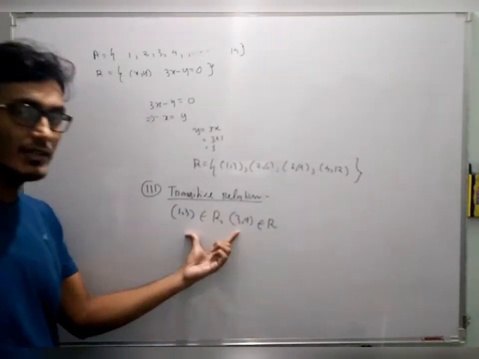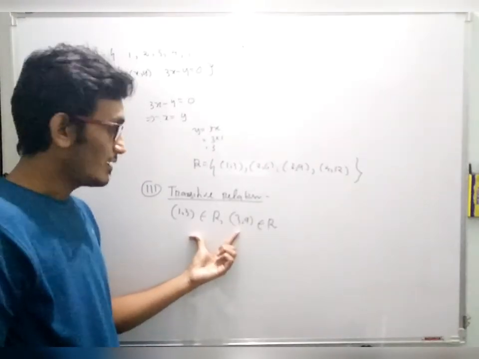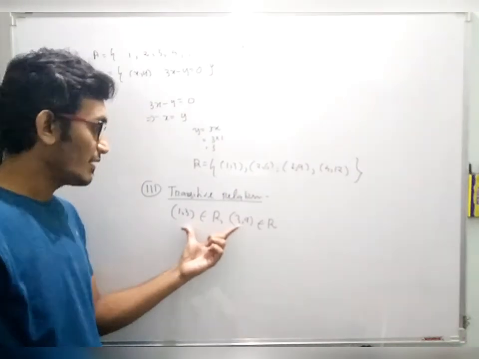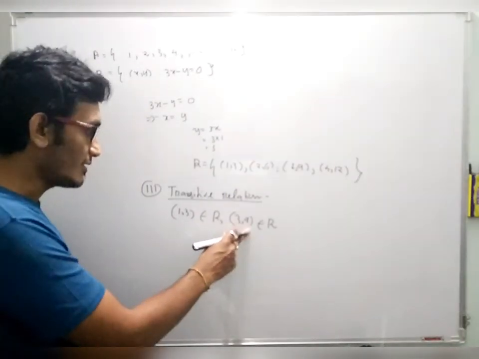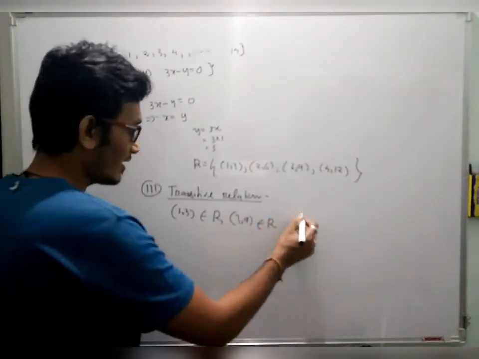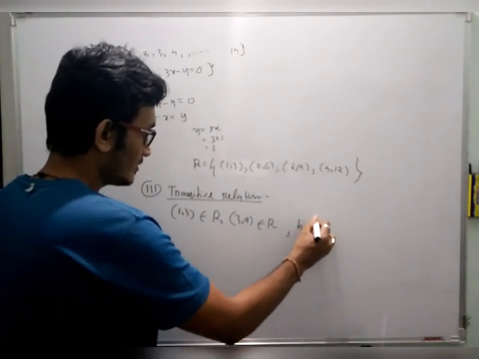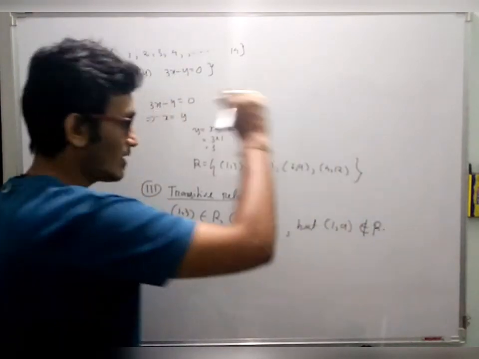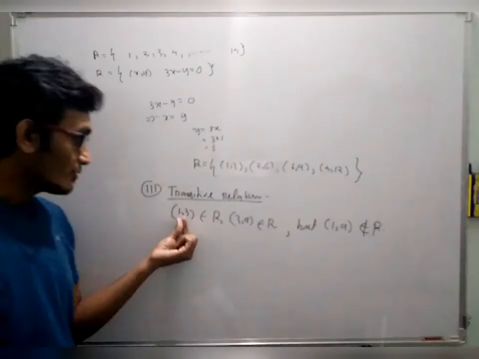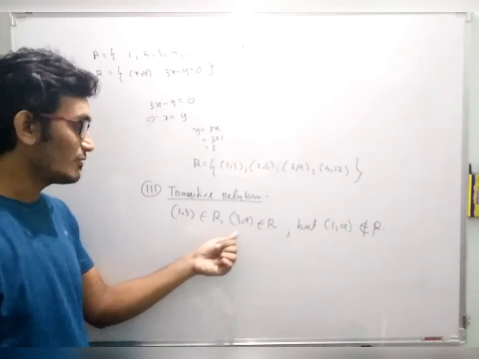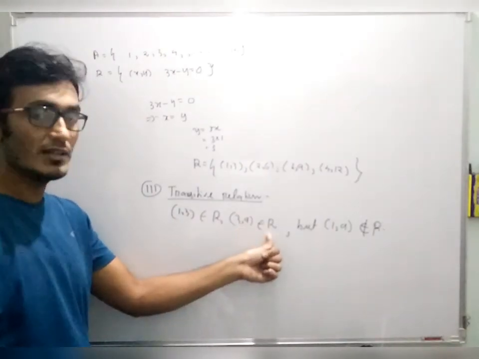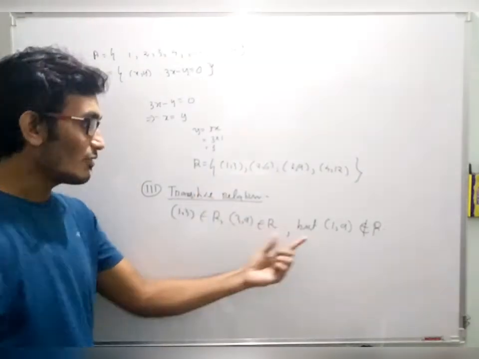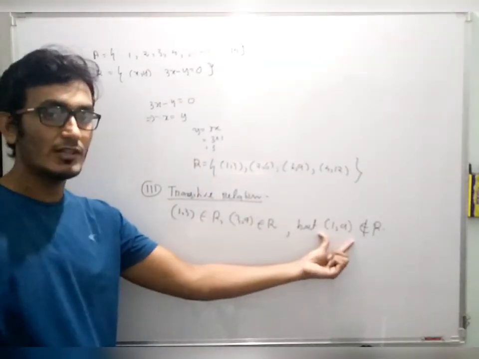But when we combine the related ordered pairs, as we discussed in the last video, we must get the third ordered pair. Which is the third ordered pair? 1,9. But 1,9 does not belong to R. Is it clear to you? 1,3 is present, 3,9 is present in R, but when we combine these two ordered pairs we get the third ordered pair 1,9.